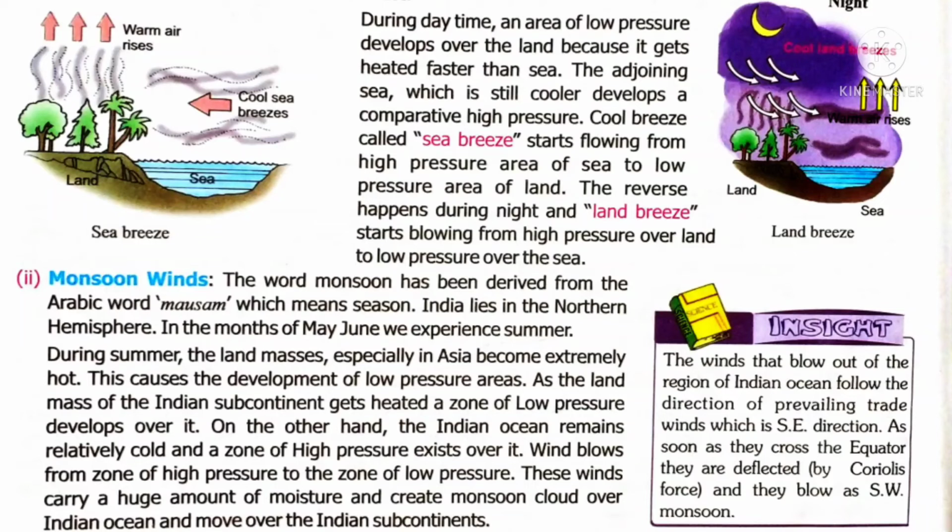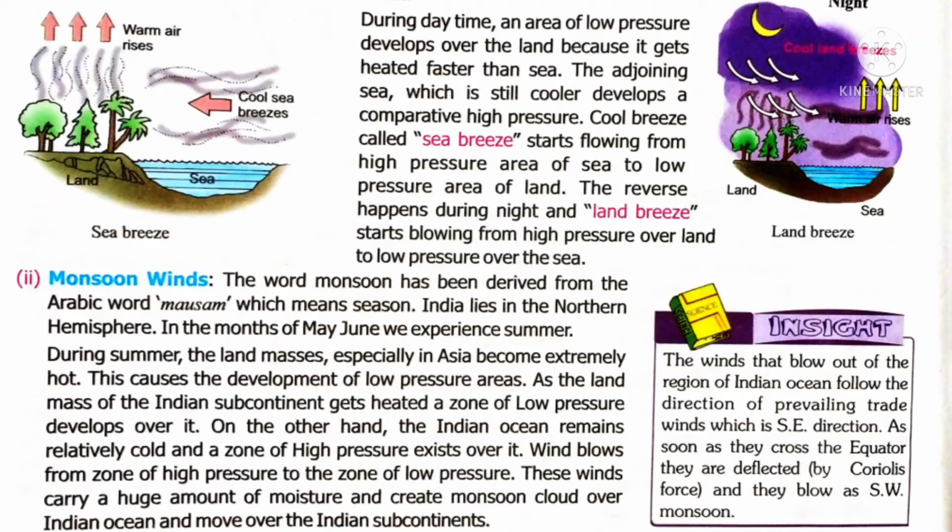But a reverse occurs in land breeze. Land breeze occurs at night. At night, air over the land is cool, so it leads to high pressure, whereas air over the water bodies is warmer than the air over the land. So what happens? The air from the high pressure land area moves towards the low pressure water bodies. Since the wind blows from land to water, it is called land breeze. It occurs during night time.